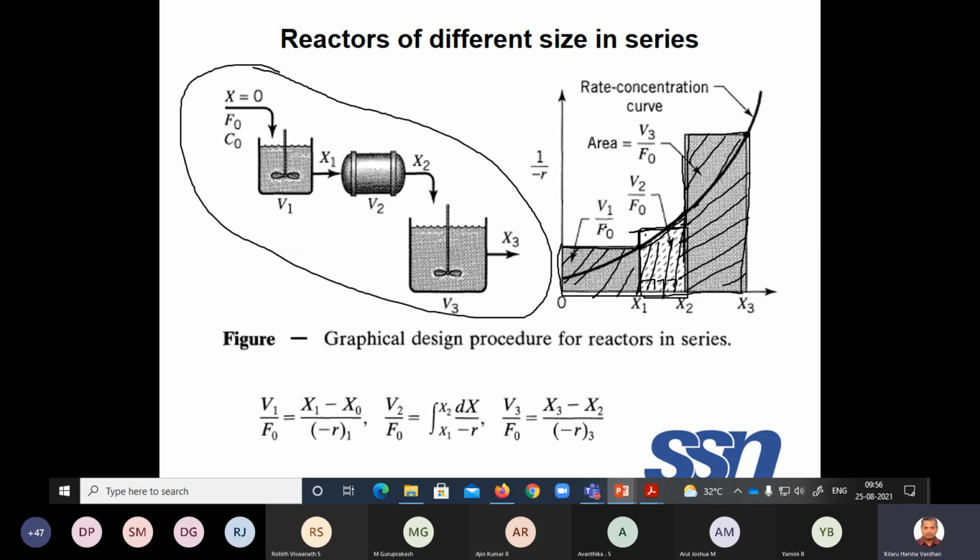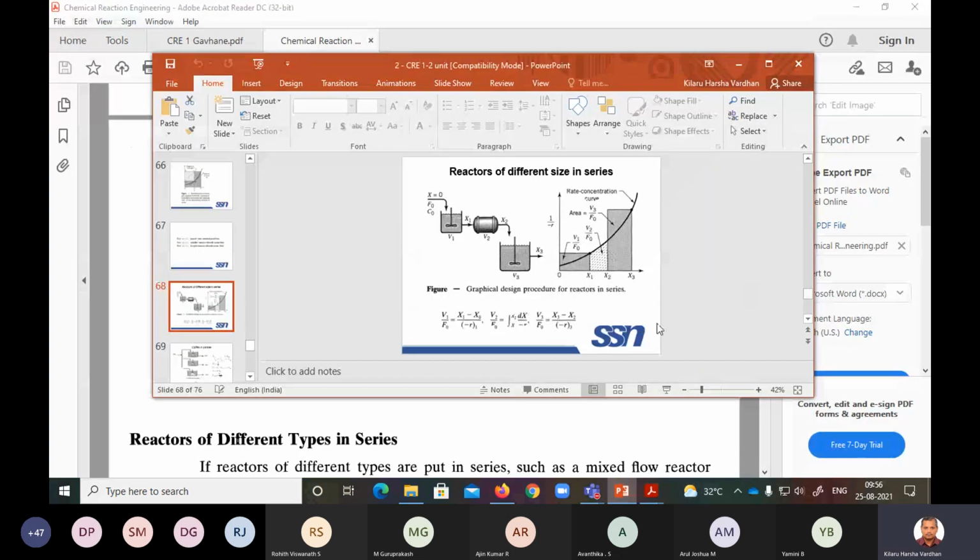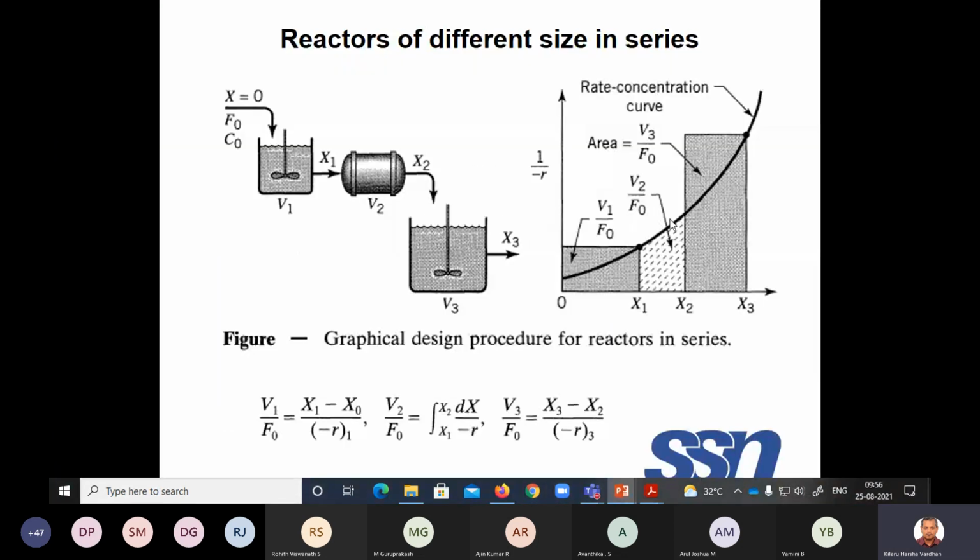So this particular area under the curve is V1 by F naught. This area under the curve is V2 by F naught, and the third one is nothing but V3 by F naught. So the first reactor is a mixed reactor: V1 by F naught is X1 minus X naught divided by minus R1. The second reactor is a plug flow reactor, so you need to put the plug flow design expression: V2 by F naught is the integral from X1 to X2 of dX by minus R.